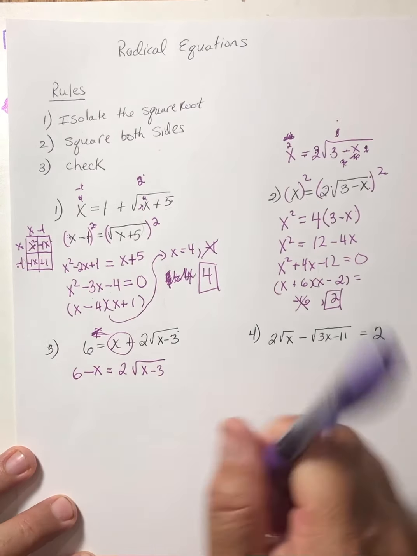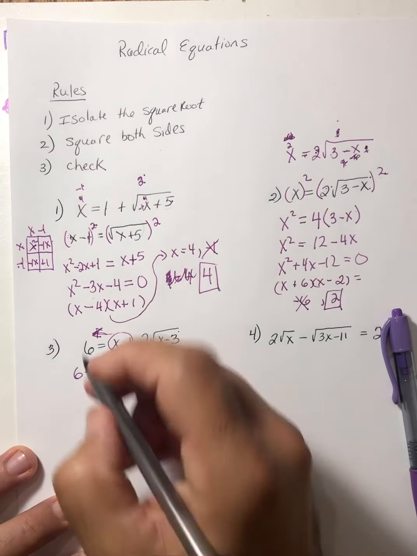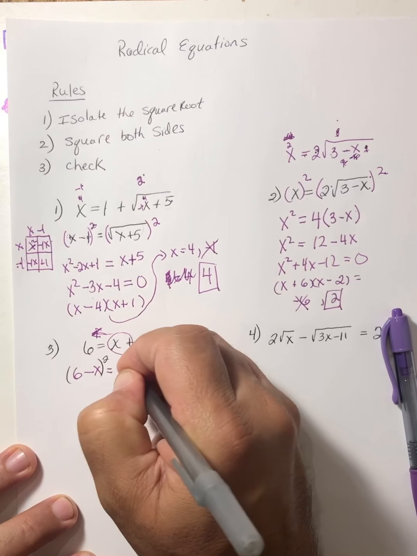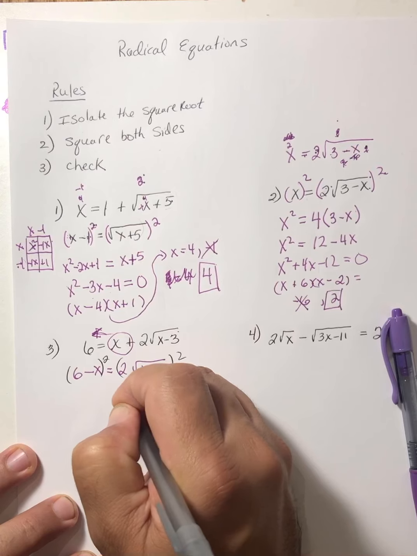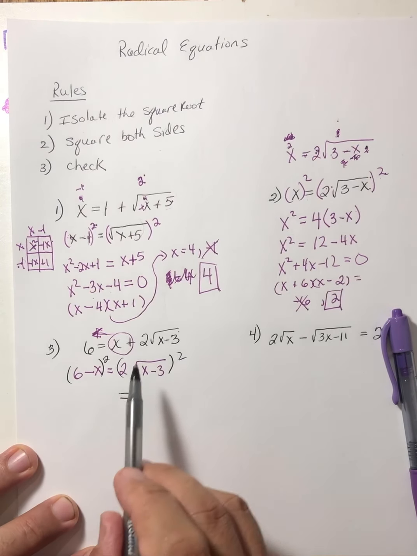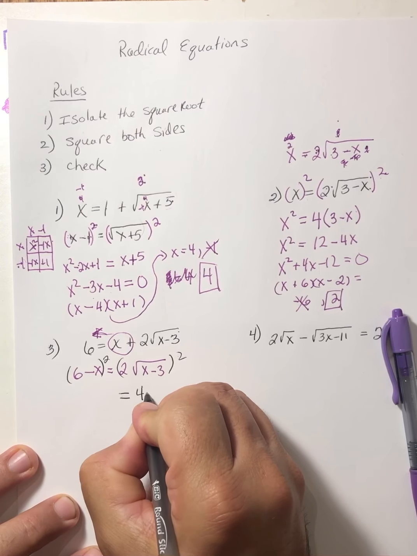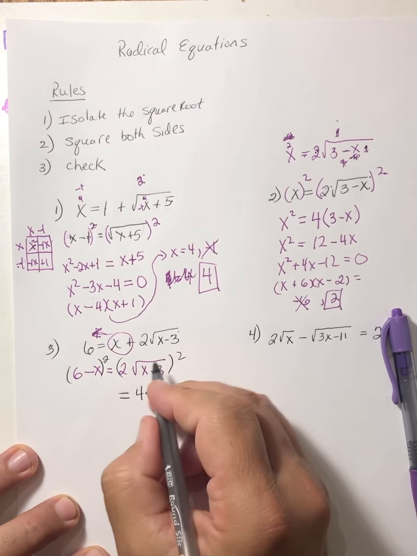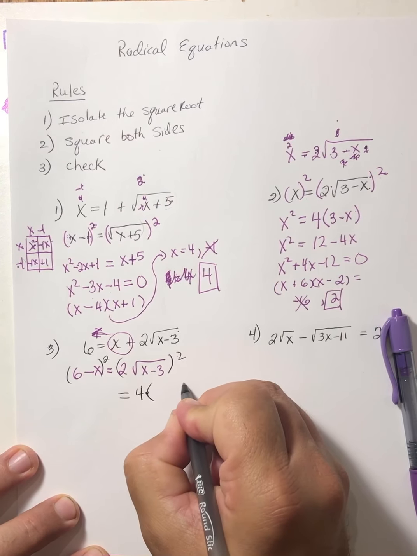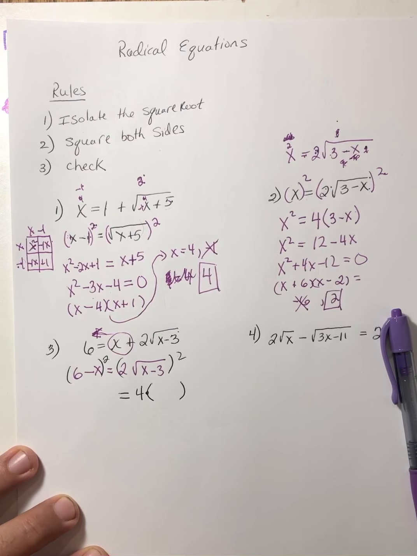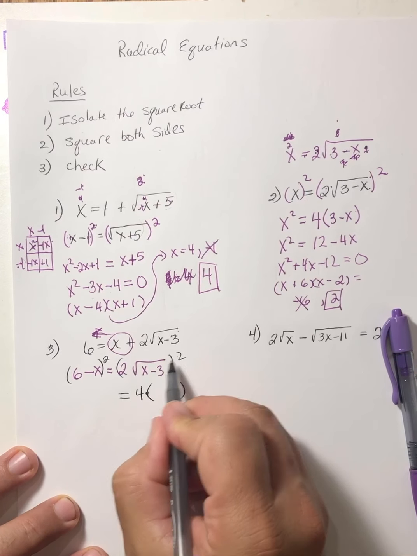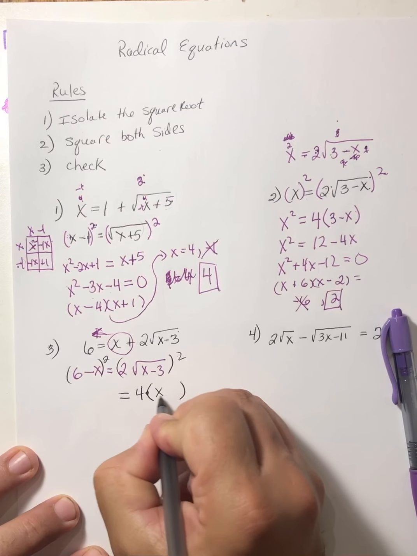We are ready to square right now. This is easy to square. I'll do the easy side first. So it's 2 squared times, and because there's a quantity here, you need your parentheses, and then squaring the radical cancels it out.